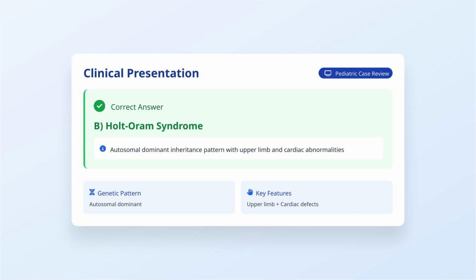The correct answer is B. Holt Oram syndrome. This condition follows an autosomal dominant inheritance pattern, explaining the father's similar presentation. The combination of upper limb abnormalities and cardiac defects is the hallmark presentation of Holt Oram syndrome, which is caused by mutations in the TBX5 gene.